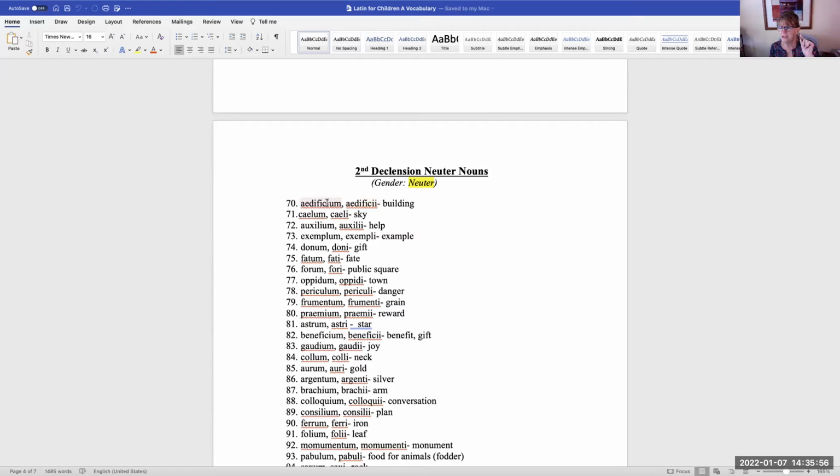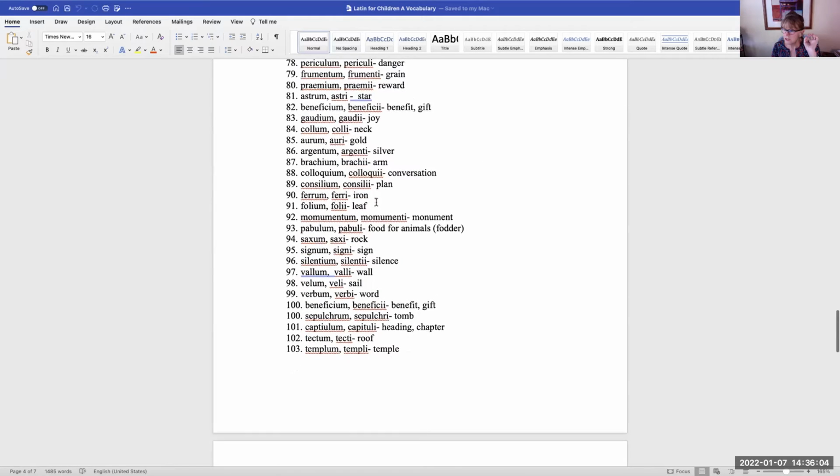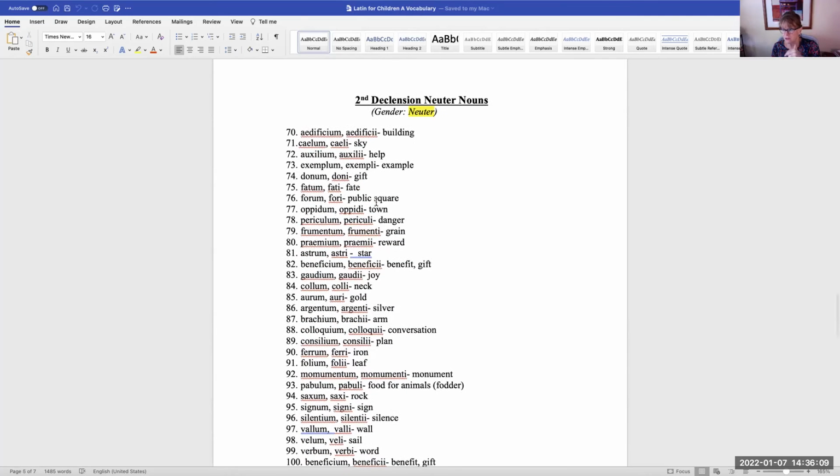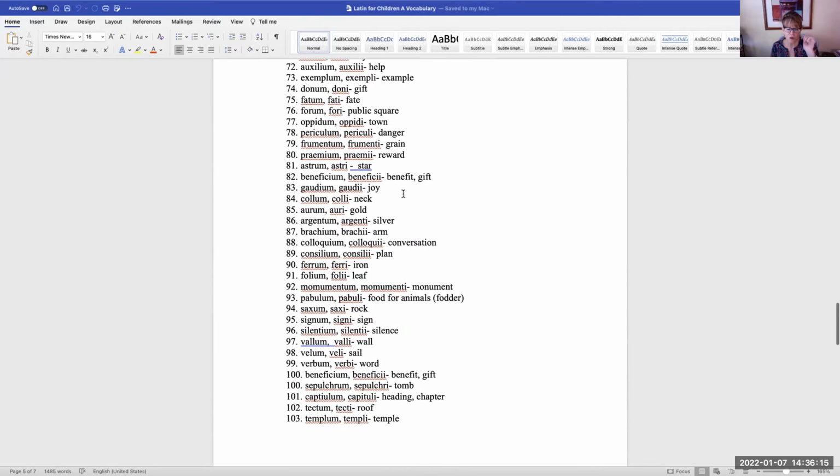The nominative ending is different, but the genitive ending is an I, which we pronounce E. Okay, you're going to decline all these nouns in this curriculum. Again, if you do a little bit at a time, it's very doable, but I've got them all typed up here.